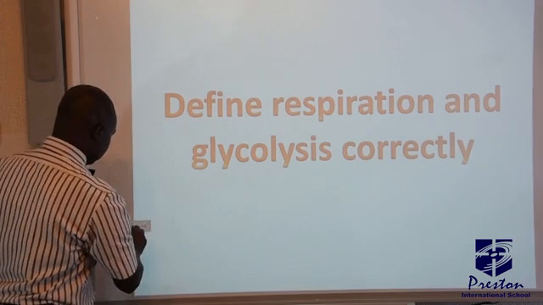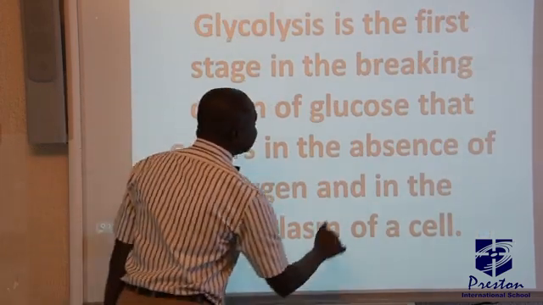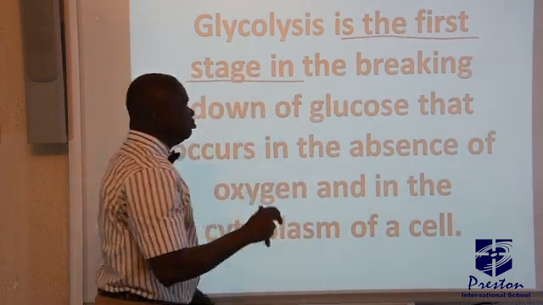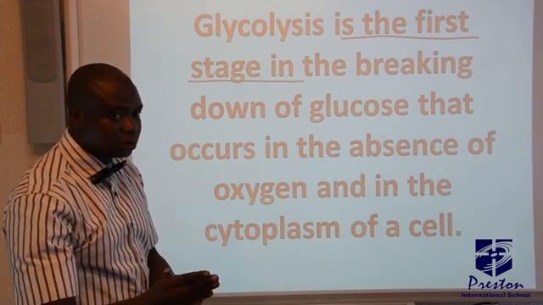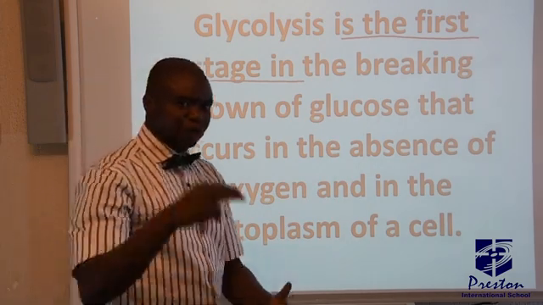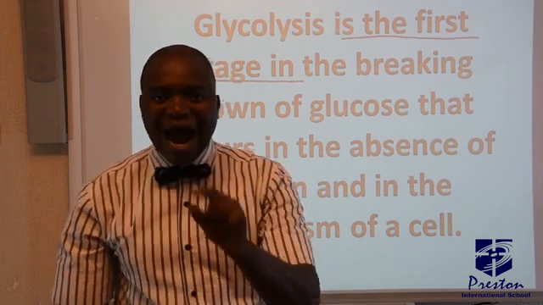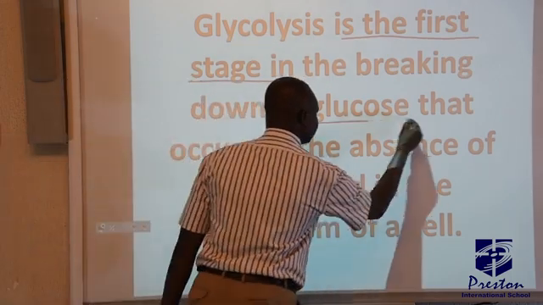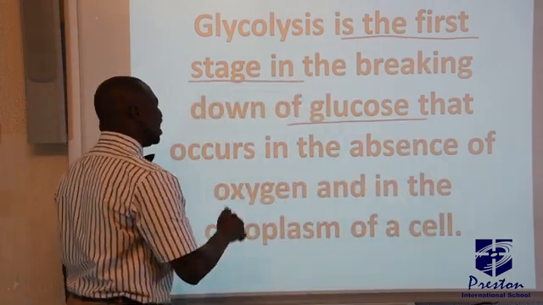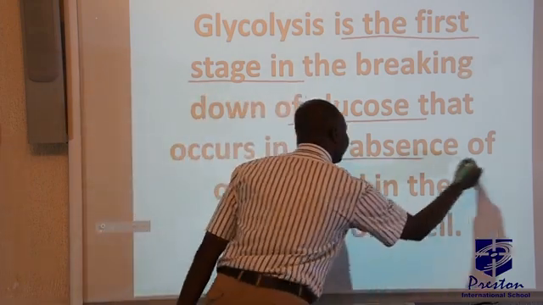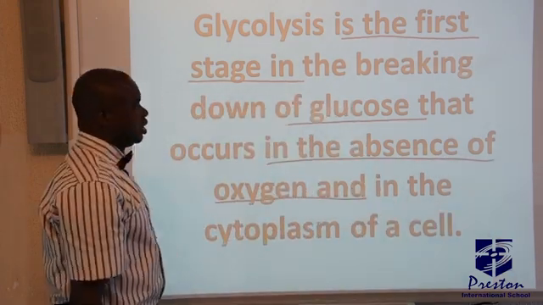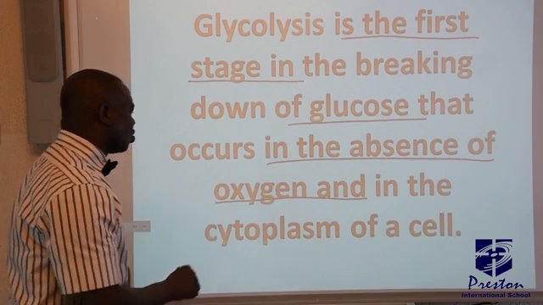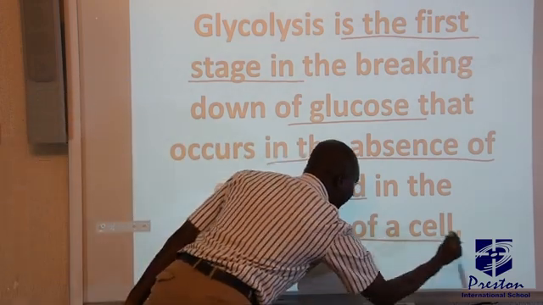It is the first stage. Note that, please. When we say respiration, glycolysis precedes respiration. Though it's part of it, it occurs before you talk about either aerobic or anaerobic respiration. It precedes the two. Then you are breaking down glucose. Basically, it occurs in the absence of oxygen. Don't forget that. Glycolysis occurs in the absence of oxygen. And this occurs principally in the cytoplasm of a cell.